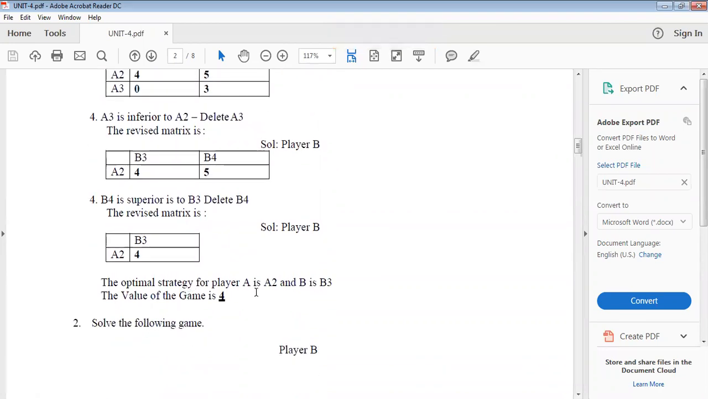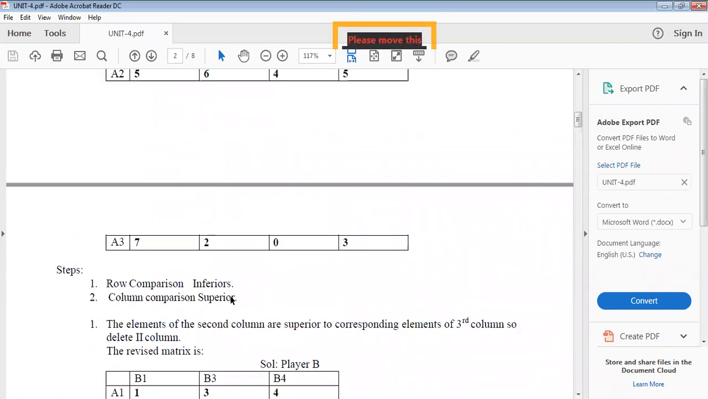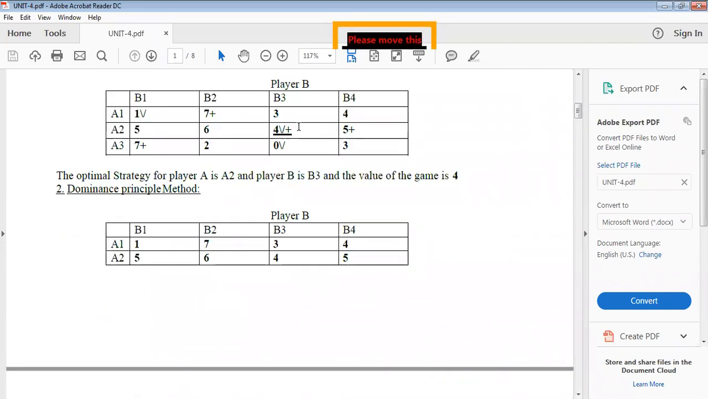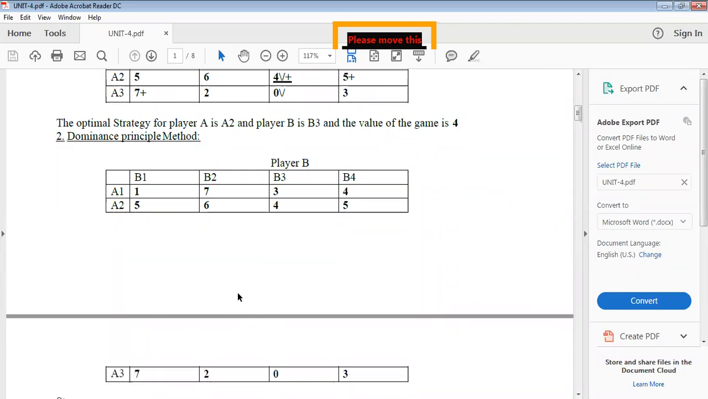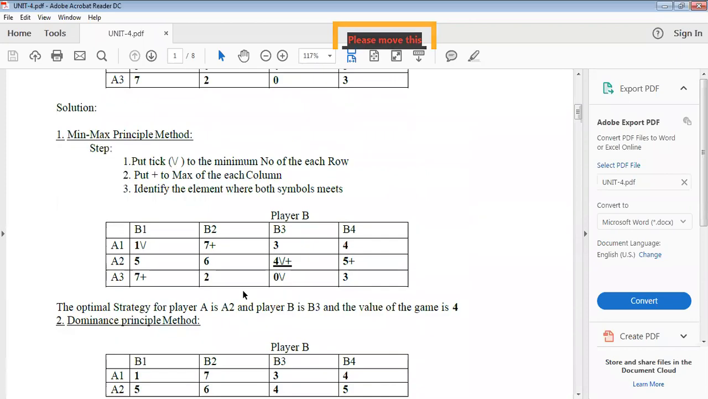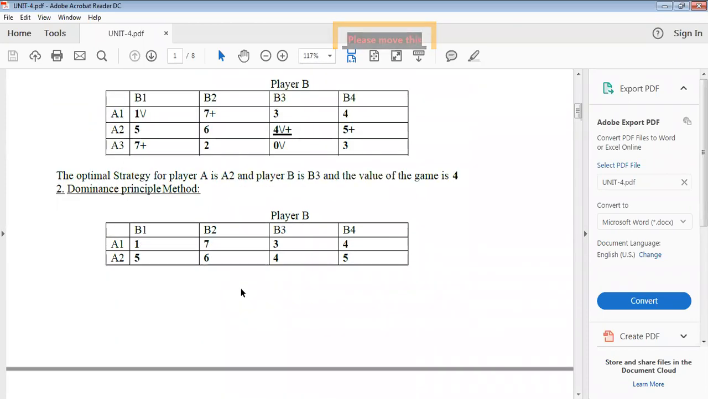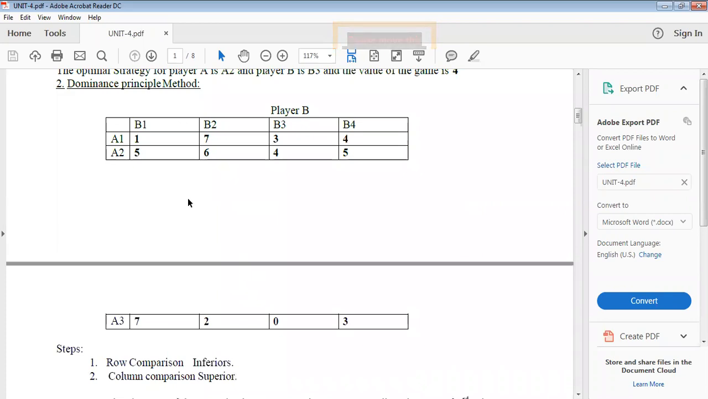The optimal strategy for player A is A2 and for B is B3. The value of the game is 4. Here also the value of the game is 4, in both methods, that is the minimax principle and the dominance principle method. Whatever method you take, it is going to be satisfied. So like that, you have to understand the dominance principle.